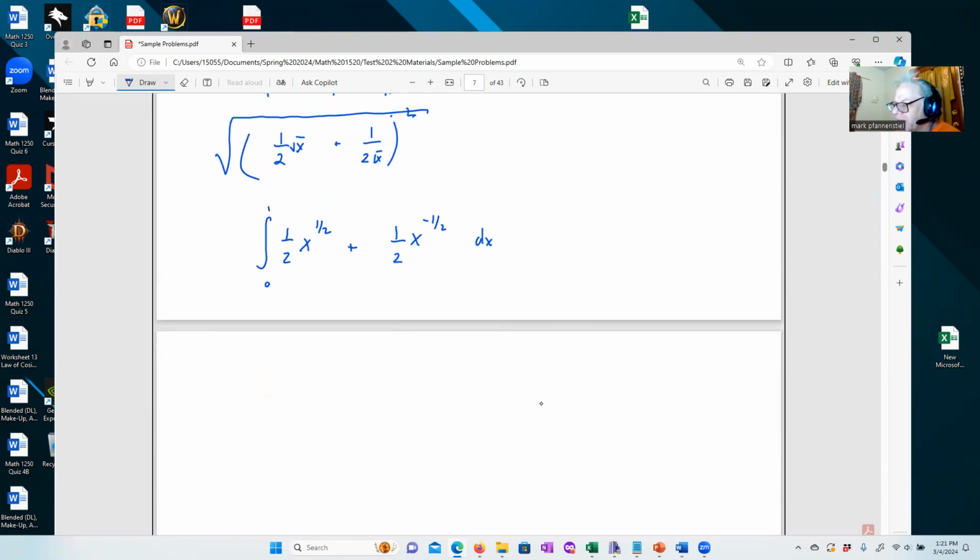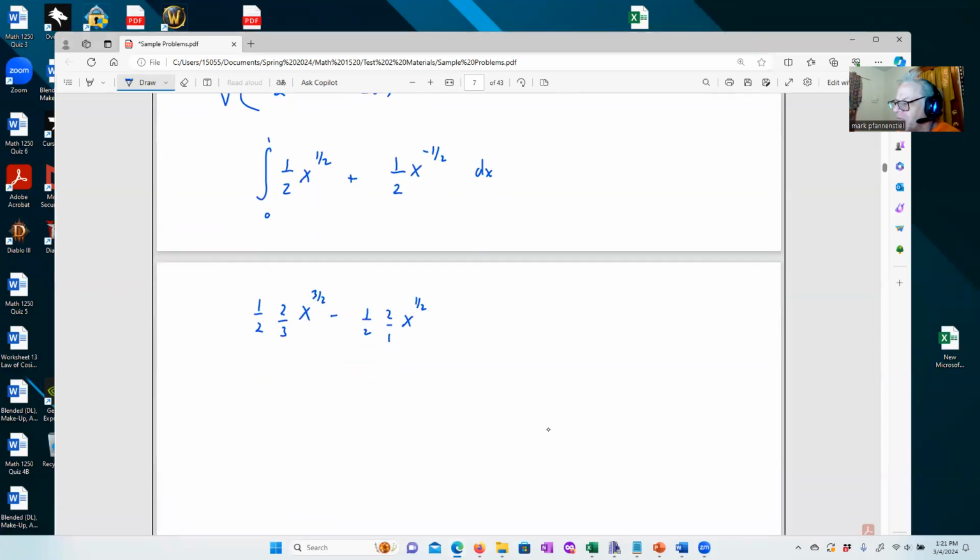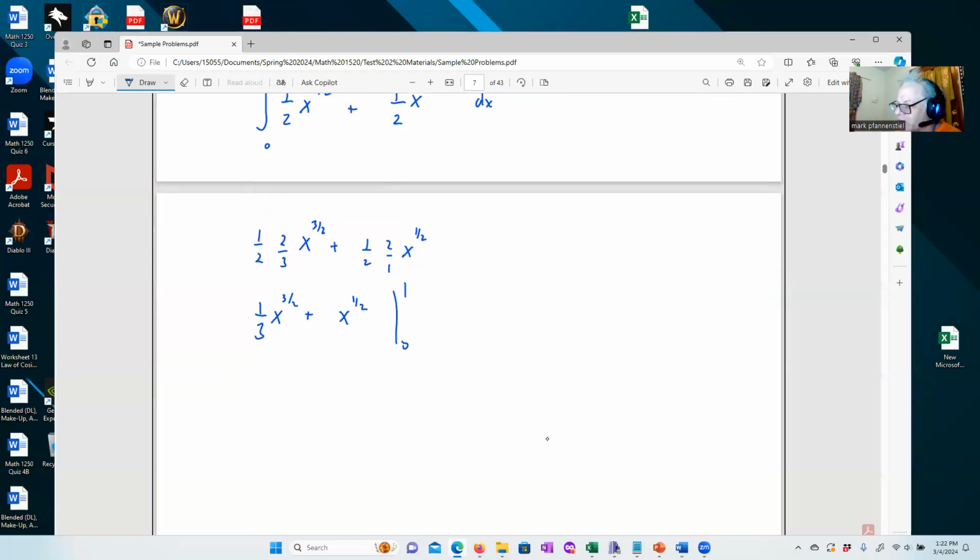All right, so we end up with 1/2 x to the 3/2 times 2/3 there, plus 1/2 x to the positive 1/2 times 2/1. So some stuff cancels. We actually end up with 1/3 x to the 3/2, plus, those cancel, x to the 1/2. And we're going between 0 and 1. So that's a pretty nice integral to evaluate.